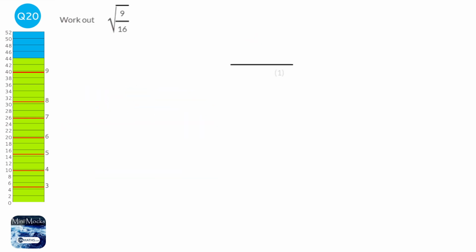When you square root a fraction, you can actually just square root the top and square root the bottom. So square root of 9 is 3, square root of 16 is 4. So that is equivalent to 3 over 4.